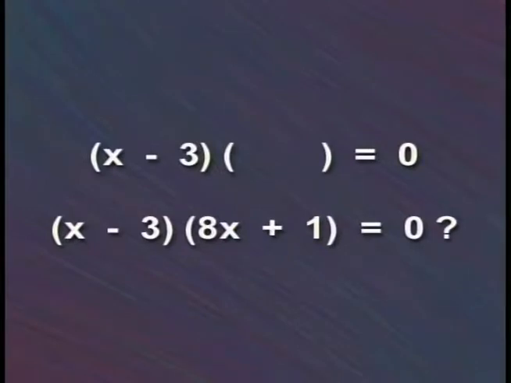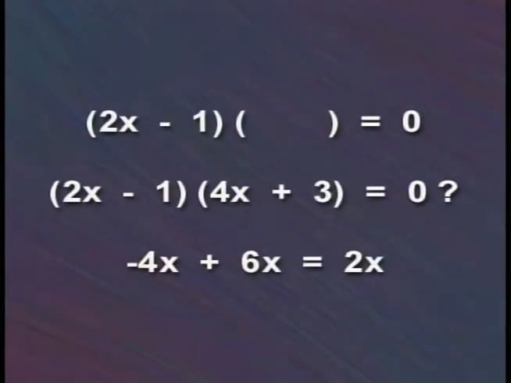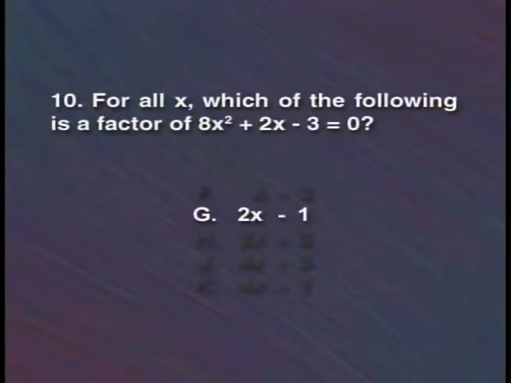So let's try the next option. Let's try 2x minus 1. The other factor would have to be 4x plus 3. Now, do the middle terms work? Yes, they do. Negative 4x and positive 6x equal 2x. The correct answer is G.